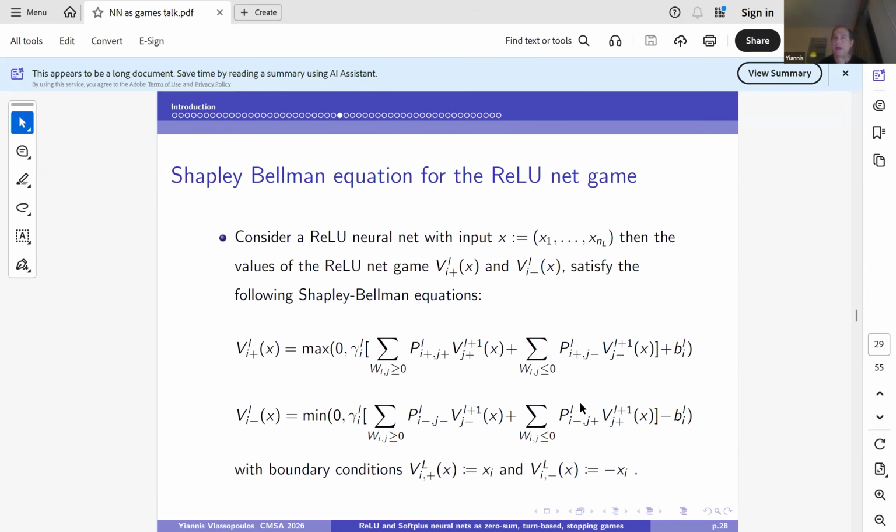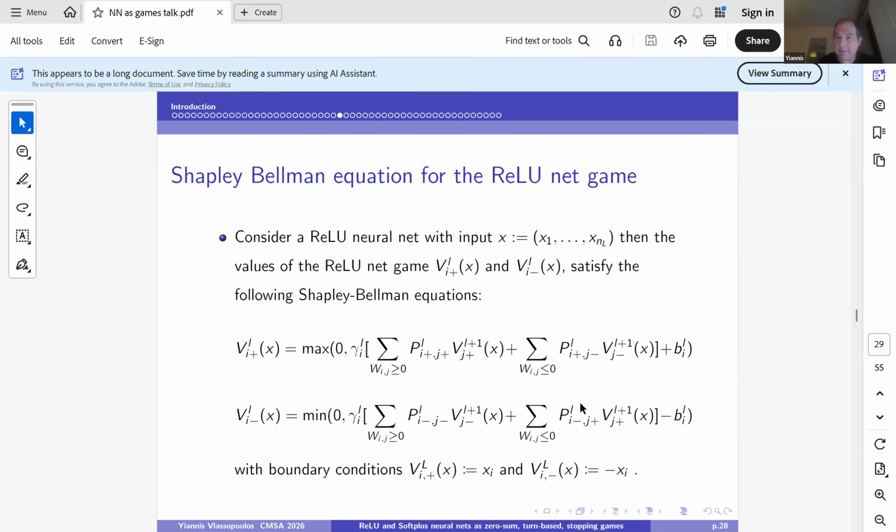So now we're going to write what the Shapley-Bellman equation is for this ReLU net game. It simplifies very much. We have this ReLU net with some input x, and these are the values at the different states. Remember what the Shapley-Bellman equation tells you: you have to maximize over all actions. Well, actions are just two: either go to the cemetery or keep going. If you go to the cemetery, you get zero. So that's where the zero comes from.